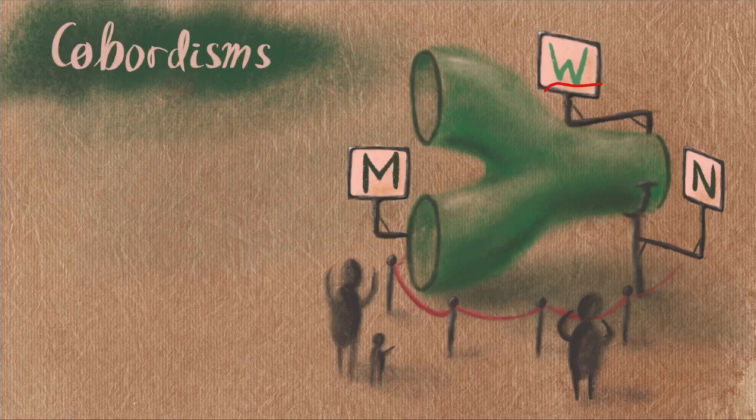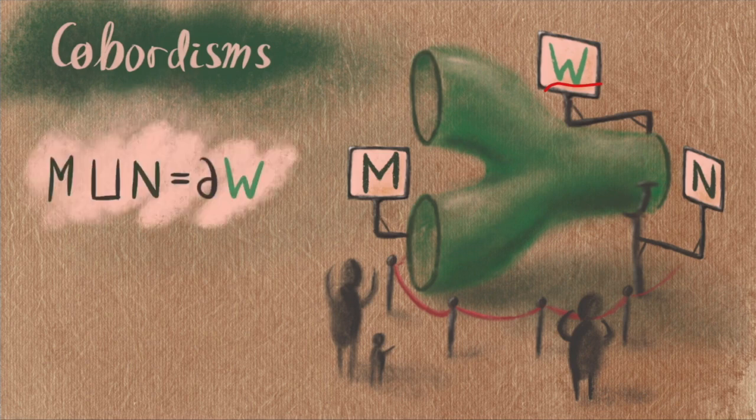What's the deal with cobordisms? Well, what even is a cobordism? A cobordism is a manifold W whose boundary can be split into two parts. So we have the boundary of W is the disjoint union of two other manifolds, say M and N. In this case, M is a couple of circles and N is just one circle.